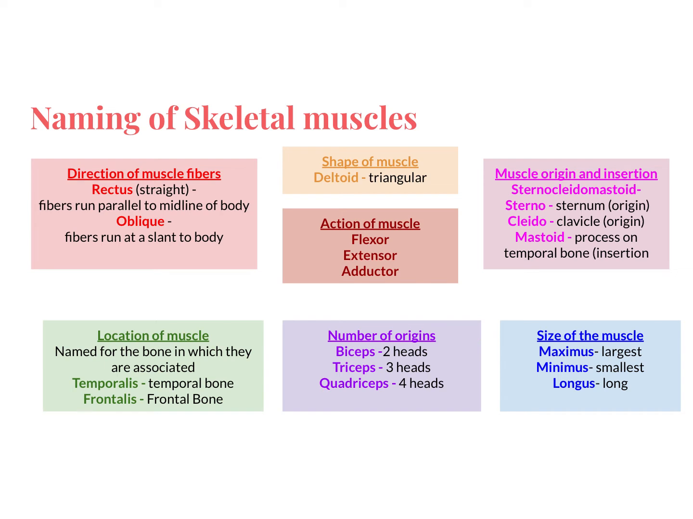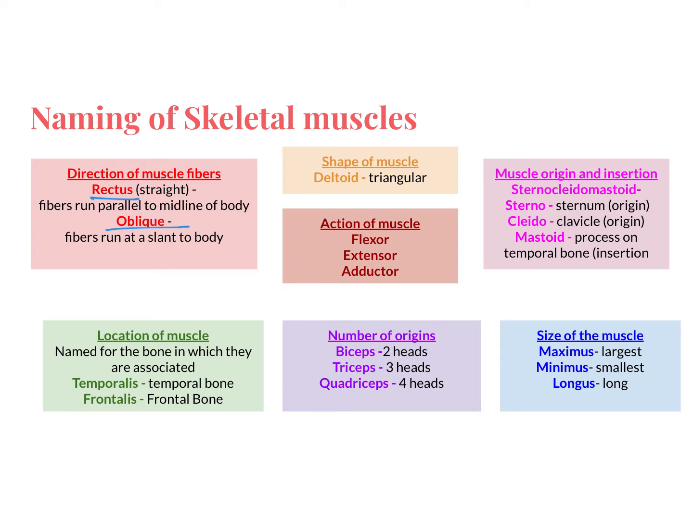All right, before we start learning the different muscles, I wanted to tell you some of the strategies that are used for naming muscles. These definitely aren't all of them, but these are some that we will be seeing. The first one is the direction in which the muscle fibers travel through the body. So you'll see rectus at times, which means straight. That means the fibers are running parallel to the midline of the body. Next, oblique means diagonal, so the fibers run at a slant to the body.